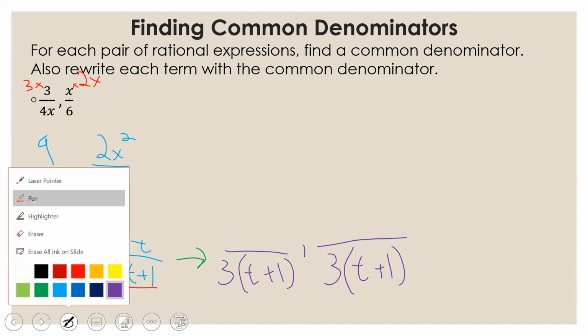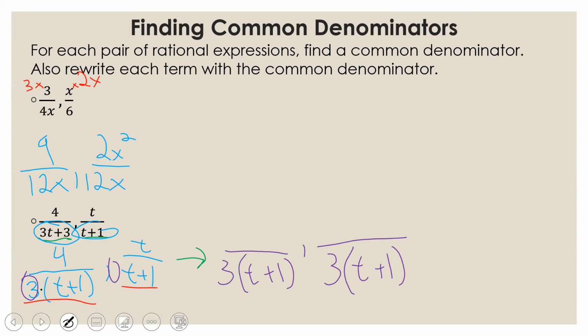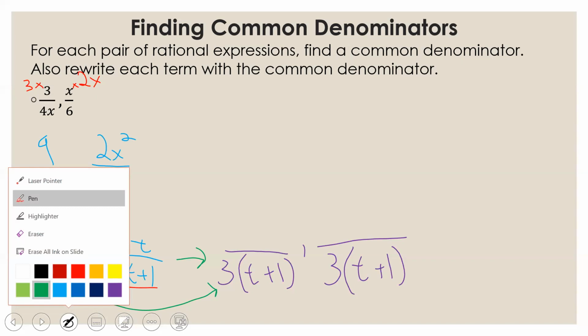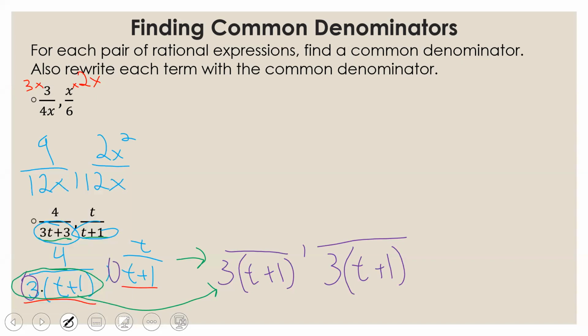All right, then we go to change our numerators. And first of all, we notice for the first expression, right, the denominator did not actually change. It stayed as 3 times t plus 1. So what that tells us then is the numerator also does not need to change. And so that will just stay 4.